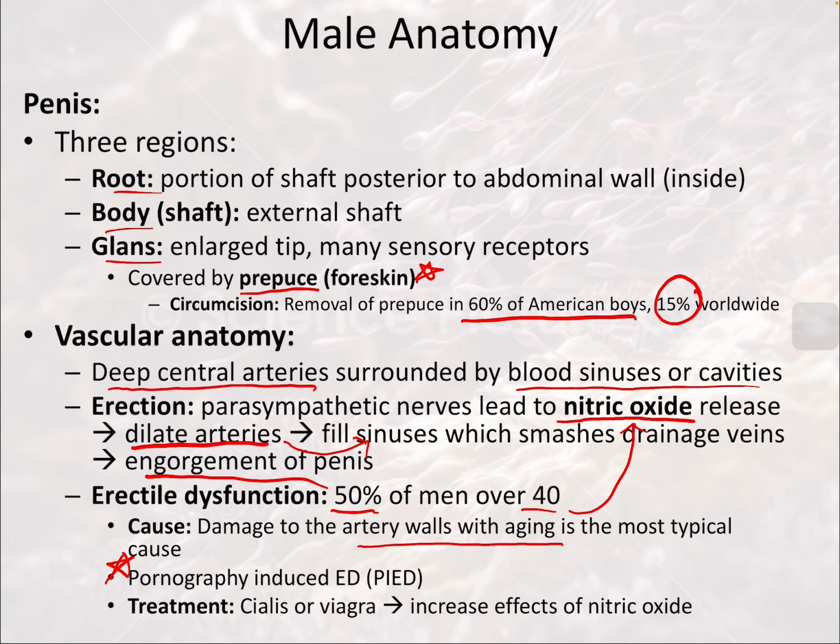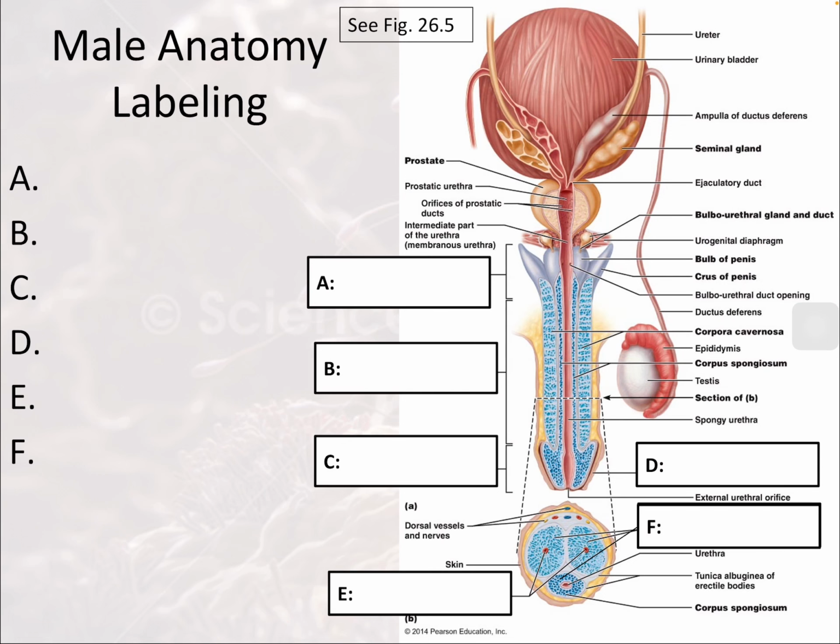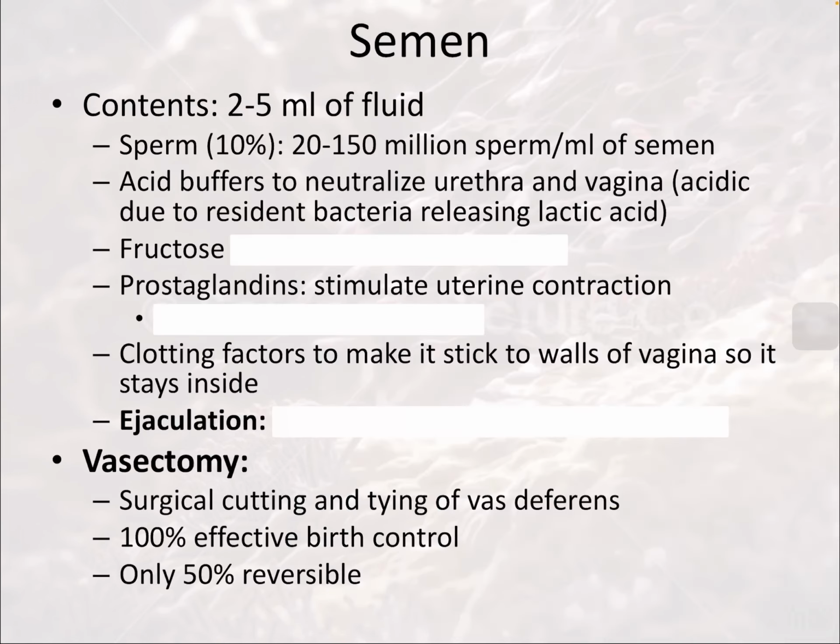And so the treatment for typical erectile dysfunction, not pornography induced, but typical, would be Cialis or Viagra, which you've all heard a lot about. And these are directly connected to increasing or enhancing the effects of nitric oxide. Okay, so I'll let you go ahead and fill this in based on the textbook image as well. Figure 26.5 again, filling in those labels there.